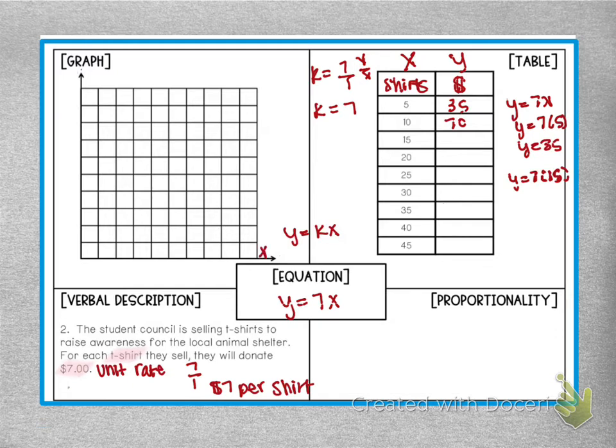So your x-axis is the shirts, and your y-axis is the money. Okay, so finish out your table and graph your points, and press play when you have finished. Okay, go ahead and check your table and see if it matches mine. If not, you may have just made a multiplication error, but just checking to see if that is correct. And then go ahead and finish your graph.